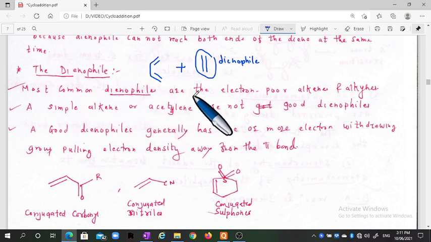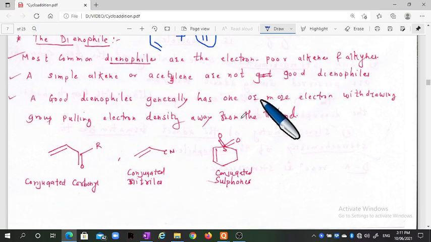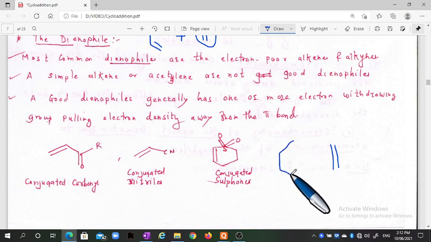The most common dienophiles are electron poor alkenes and alkynes. Simple alkenes or acetylenes are not good dienophiles. A good dienophile generally has one or more electron withdrawing groups, pulling electron density away from the pi system. That is our dienophile system, and this is our diene system. This is electron rich, with two pi electrons.